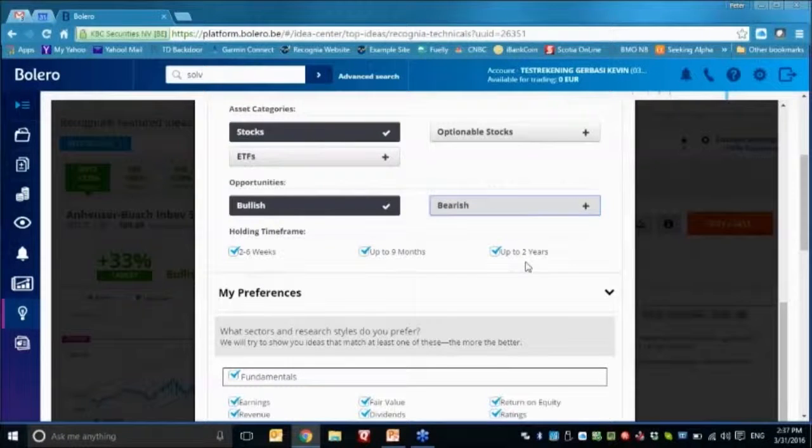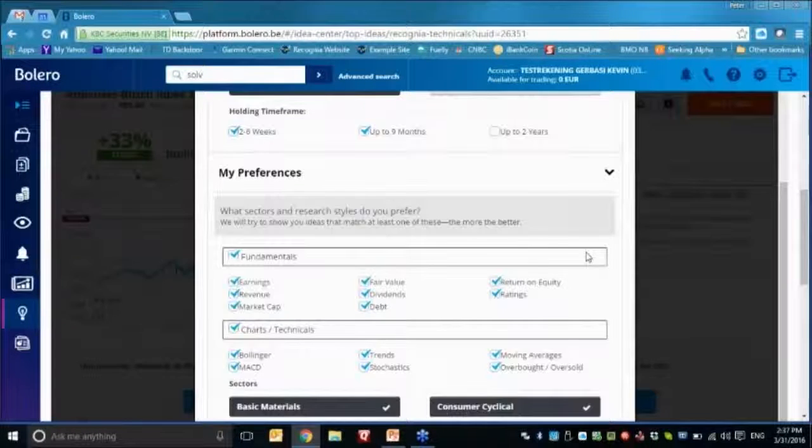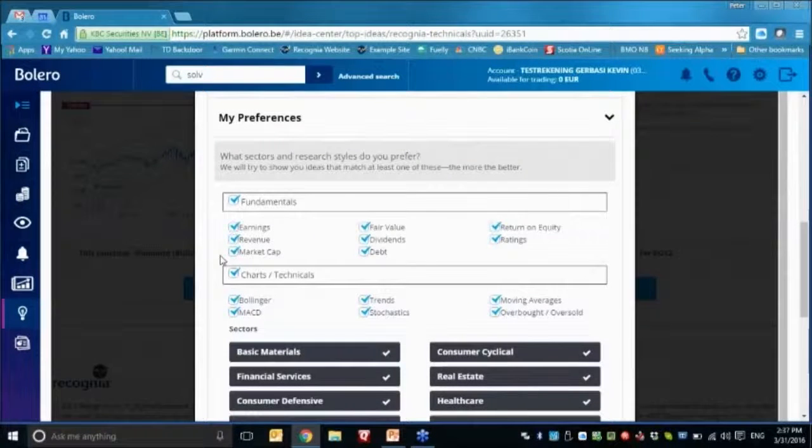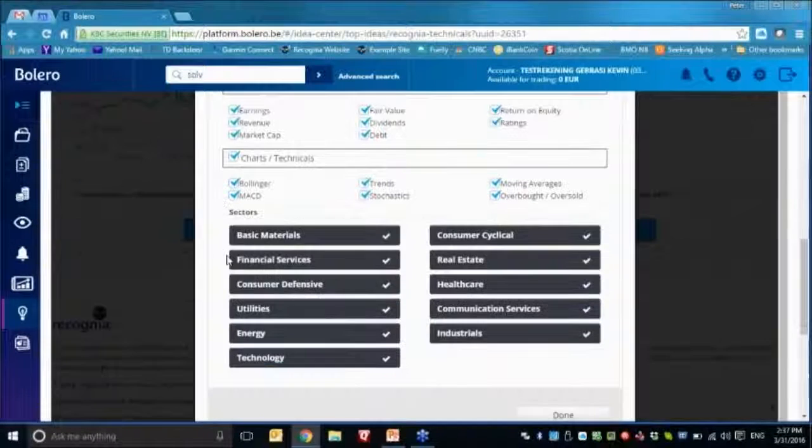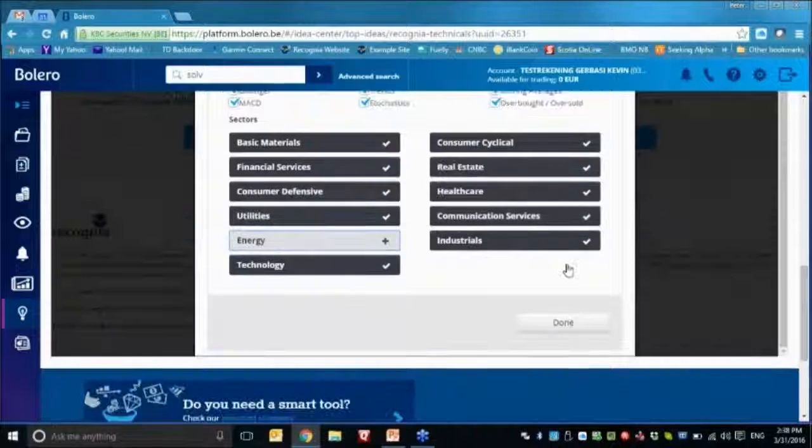And what is my holding time frame? How long am I going to hold these investments for? Is it a short-term trade, something I'm in and out of at 2 to 6 weeks, something I'll hold a little longer, maybe up to 9 months, or something I hold perhaps up to 2 years? So maybe I'll say I want to hold maybe up to 9 months. Then we have research preferences. How do I want these ideas chosen for me? Stocks with great fundamentals, or am I more interested in the charts, or both? And then what sectors of the market do I care about? Maybe I can take energy out if I don't like the energy sector.